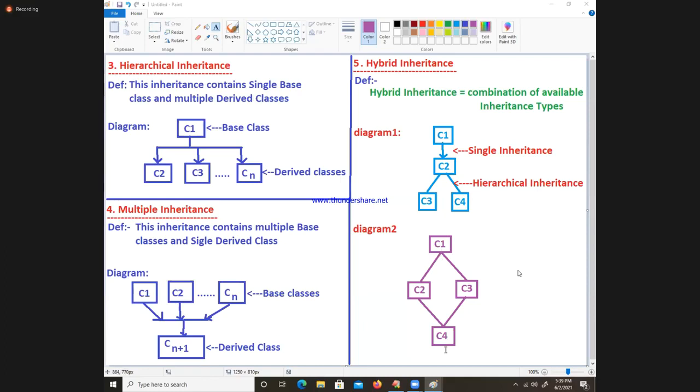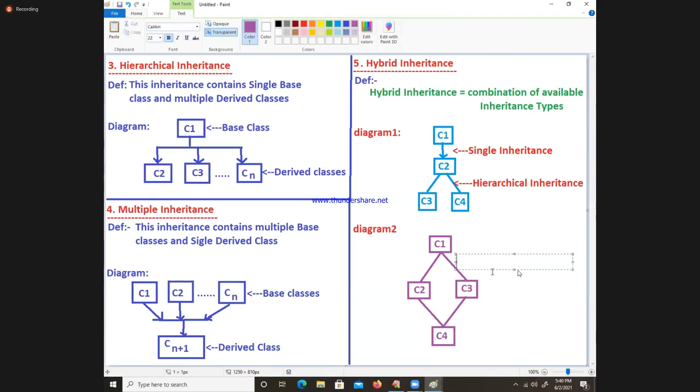One more combination you see. C1, C2, C4 is called what? Multi-level. C1, C3, C4 is also multi-level. So combinations of inheritances are there. I hope you understand the meaning of hybrid. The general meaning of hybrid is a combination of available inheritance types. Just for your understanding, I will write it for a minute. It is called hierarchical.